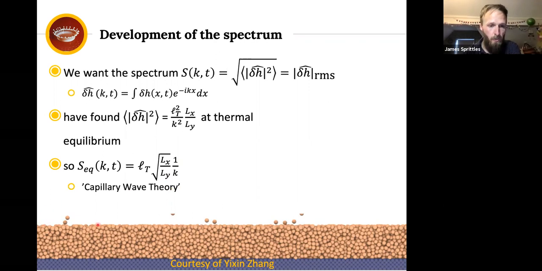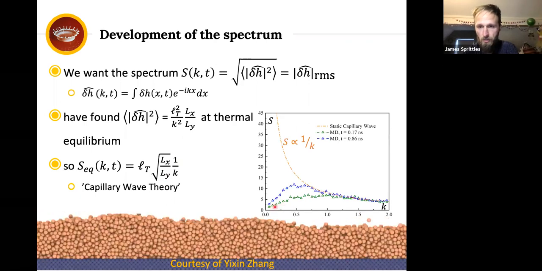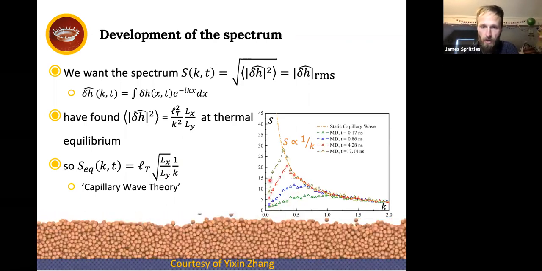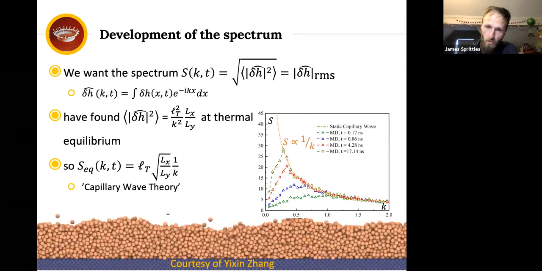What I'm going to do now is take this molecular dynamics simulation and set it running from something roughly flat, and see if we approach this expression as thermal equilibrium is approached. This is ensemble averaged MD, and we see it grows in time and approaches this 1 over k type equilibrium spectrum. What we're going to be interested in later is trying to describe the dynamics of this growth, so how all of these waves grow and how they approach this equilibrium state, or how they approach some non-equilibrium state.